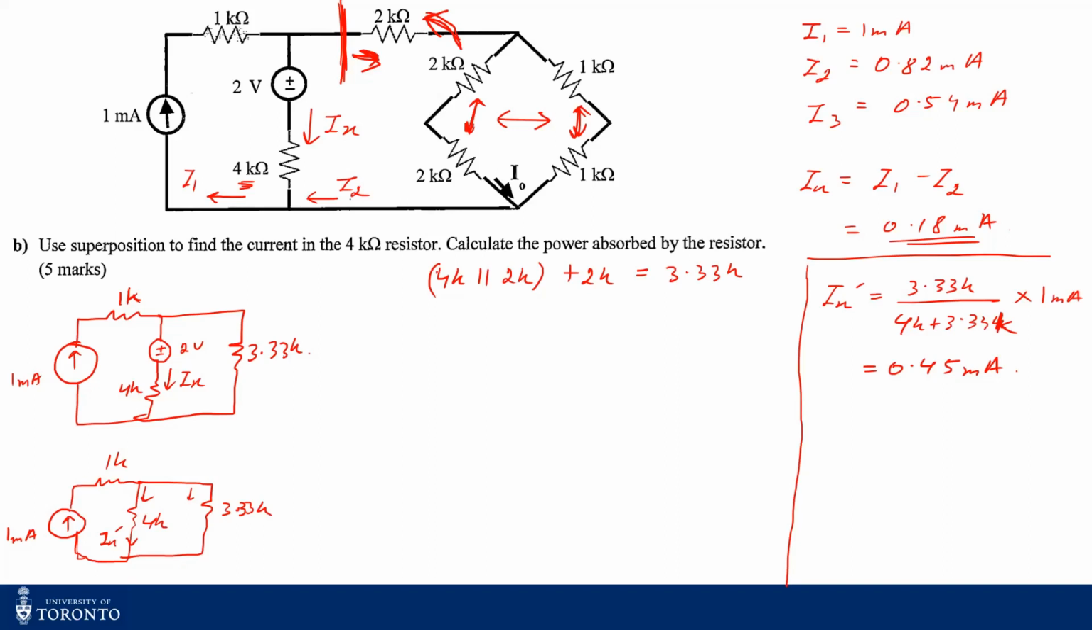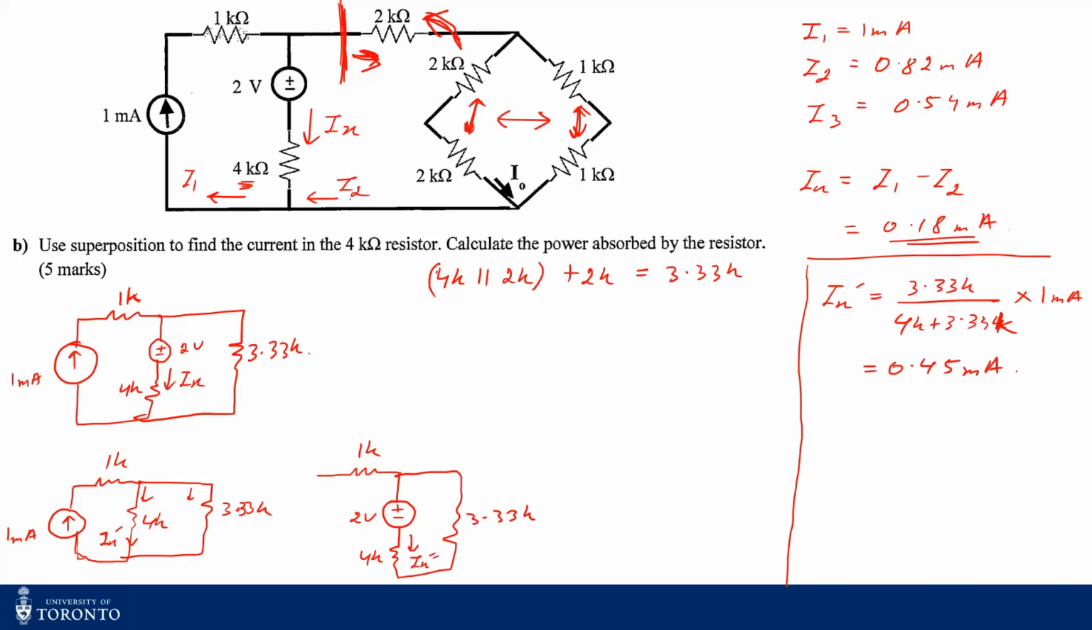And then I will have another circuit which is basically giving me the contribution of the voltage source only. For that one, I will turn off my current source. That means I replace that by an open circuit. So when I do that, I'll get a circuit like this.